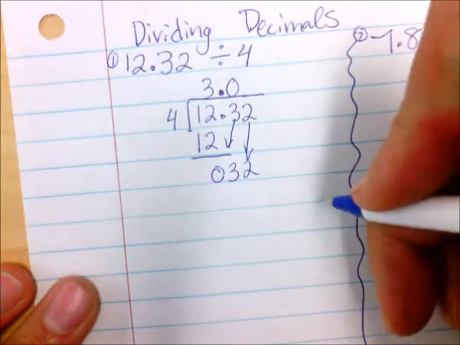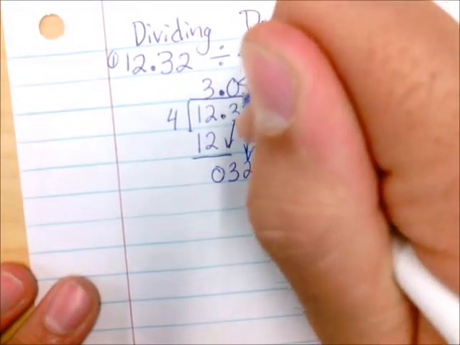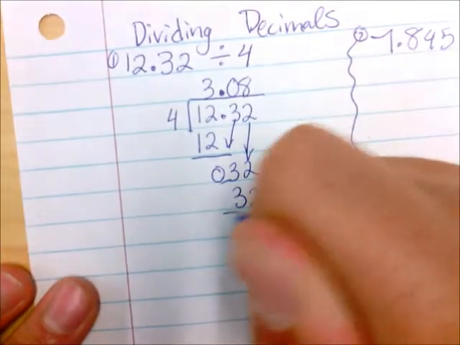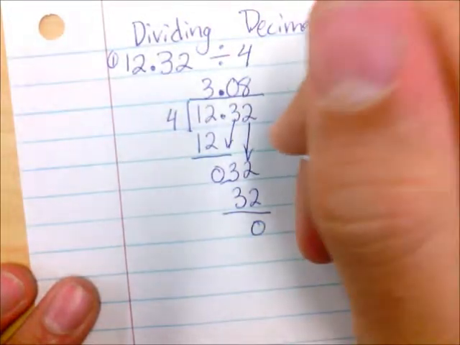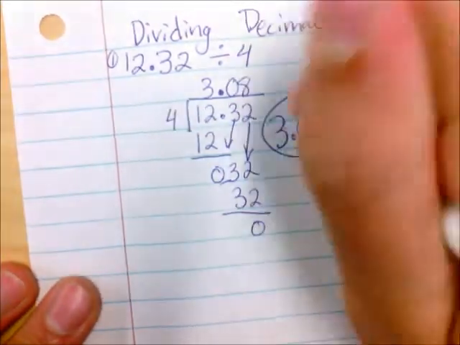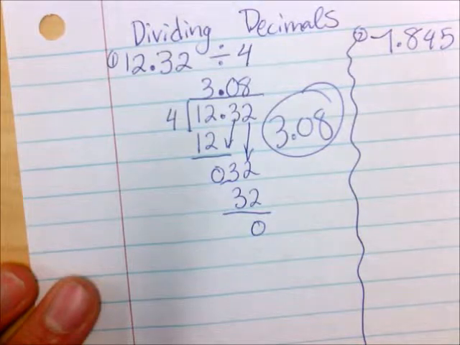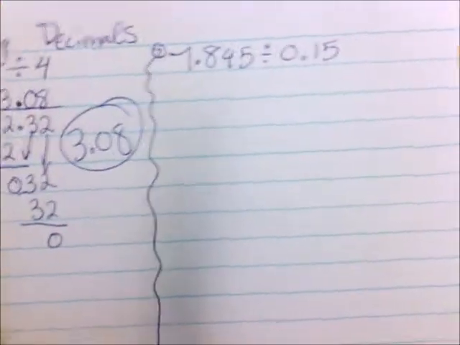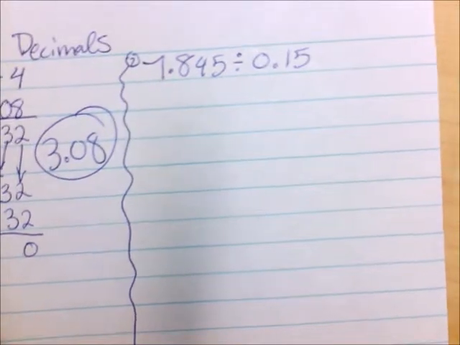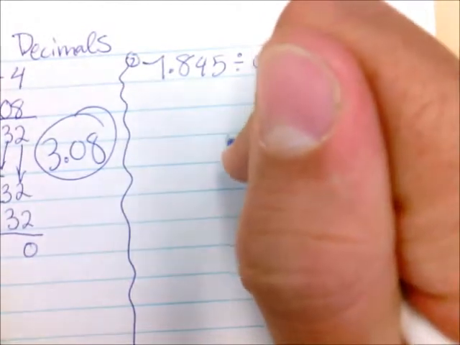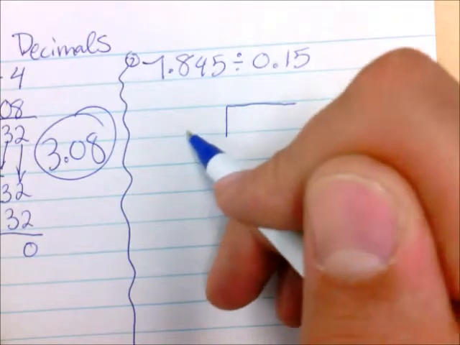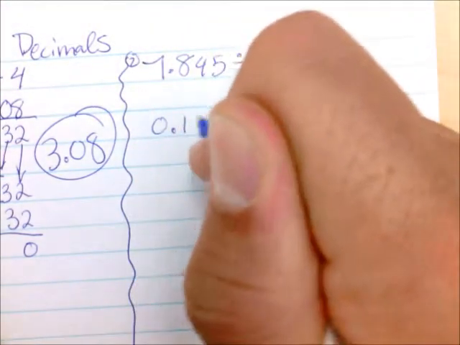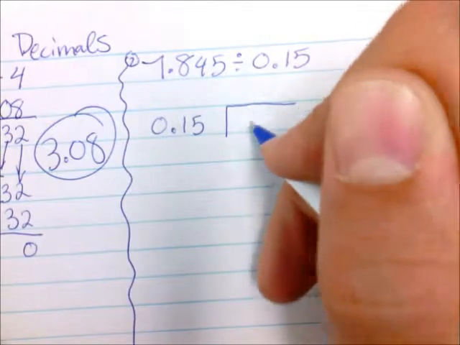Bring down my 2. 4 goes into 32 8 times. And I get a 0. Alright, so my final answer is 3.08 right there. Okay. Now, if I go over here, this is a decimal divided by a decimal. 7.845 divided by 0.15. Once again, draw my long division side. They crisscross each other. 0.15 and 7.845.